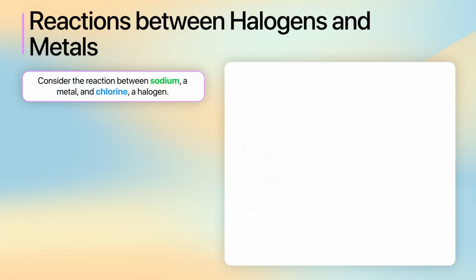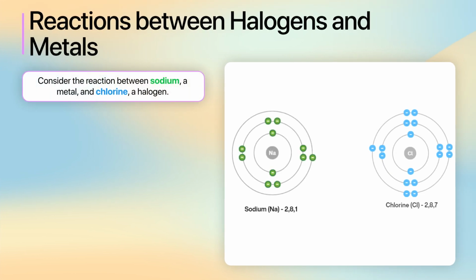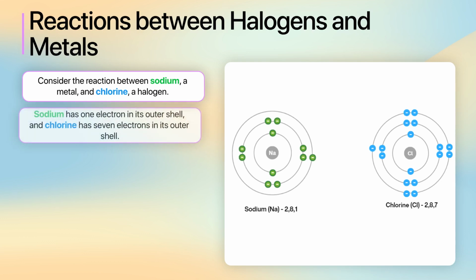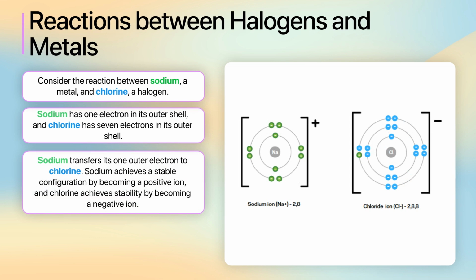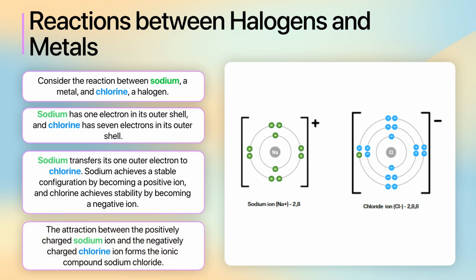Consider the reaction between sodium, a metal, and chlorine, a halogen. Sodium has 1 electron in its outer shell, and chlorine has 7 electrons in its outer shell. Sodium transfers its 1 outer electron to chlorine. This electron transfer allows sodium to achieve a stable configuration by becoming a positive ion, and chlorine achieves stability by becoming a negative ion. The attraction between the positively charged sodium ion and the negatively charged chloride ion forms the ionic compound sodium chloride, NaCl.